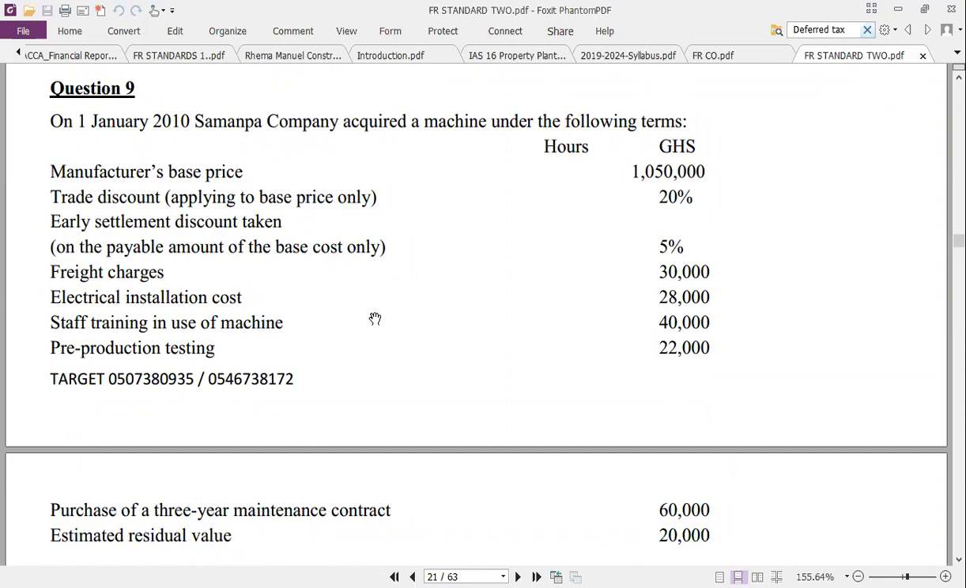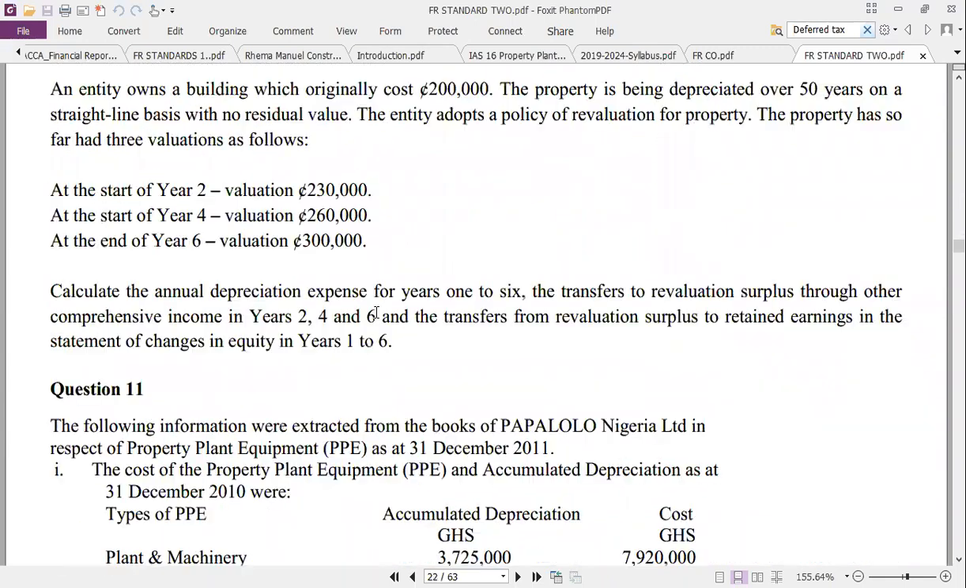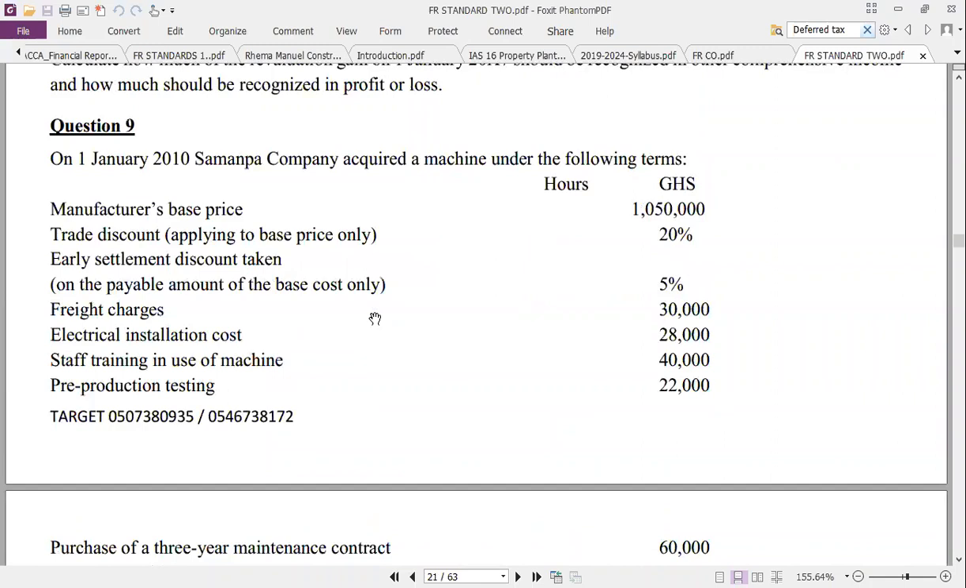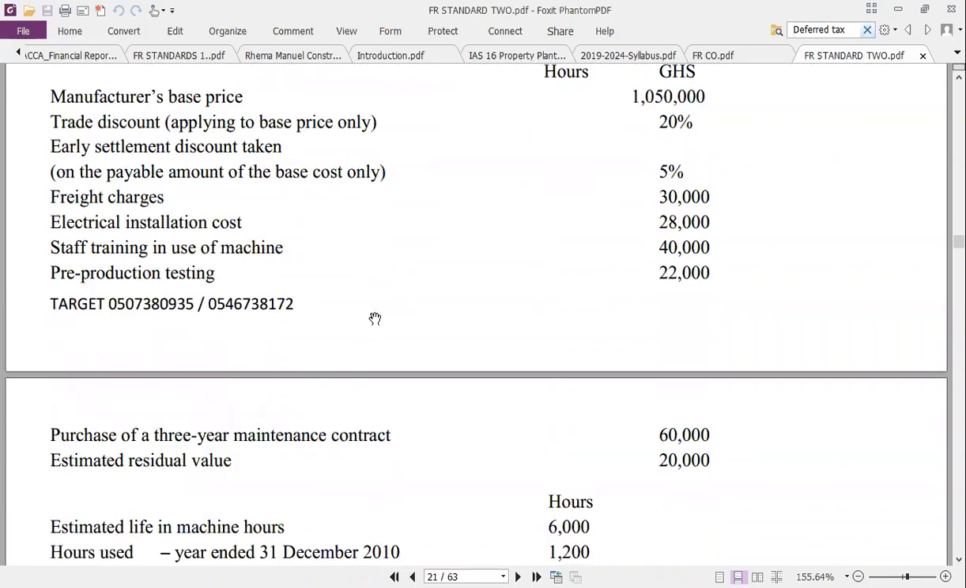Manufacturer's base price 1,050,000. Trade discount applied to the base price of 20%. Early settlement discount of 5% on the payable amount of the base cost only.